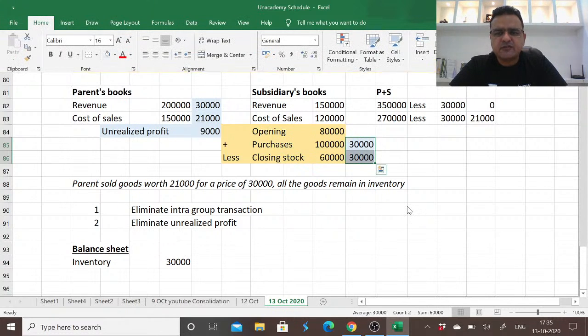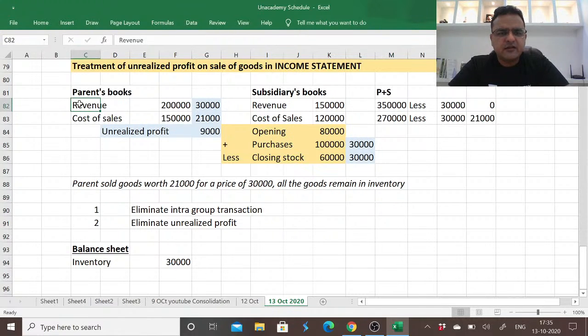So we need to do two things. One, revenue is inflated by 30. One, purchases are inflated by 30. So we need to eliminate this. This 30 we are eliminating from the consolidated financial statements. Purchases get eliminated by 30. This is already removed from here, and this forms part of inventory. From this inventory, we will be removing 9,000 on the face of the balance sheet, and this is happening on the credit side, that is on the income side. How we'll remove it? That is the second step.